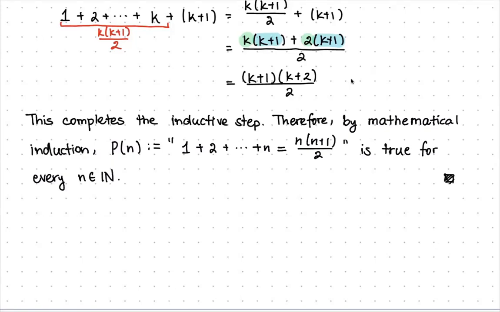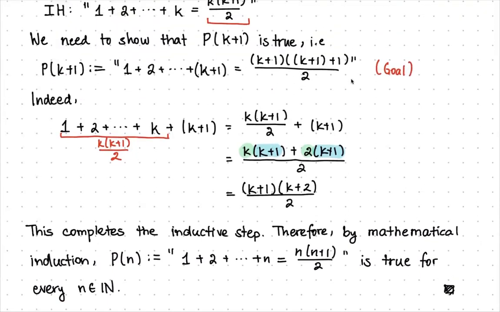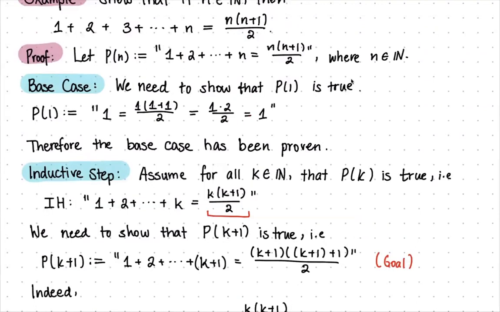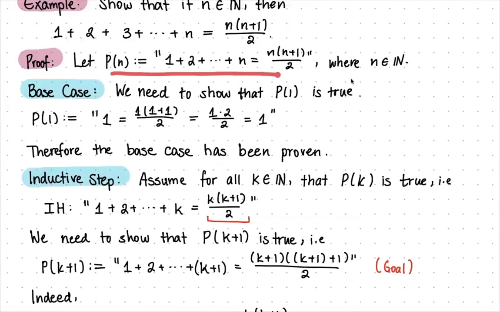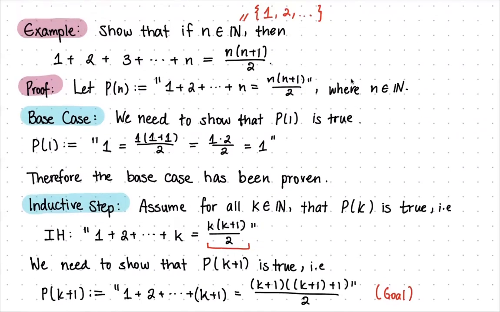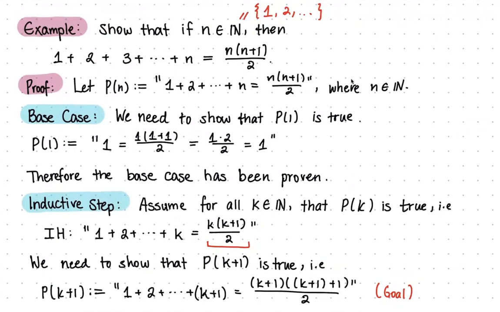So hopefully by now you get the general structure of mathematical induction. Let's quickly recap what we did. We first stated what P of n was, so what is our propositional function that we're trying to prove in this case? Then we need to prove the base case. Usually it's the first value that you want to prove to be true. So in our case, P of 1, because 1 is our starting value, we want to show that P of 1 is true.